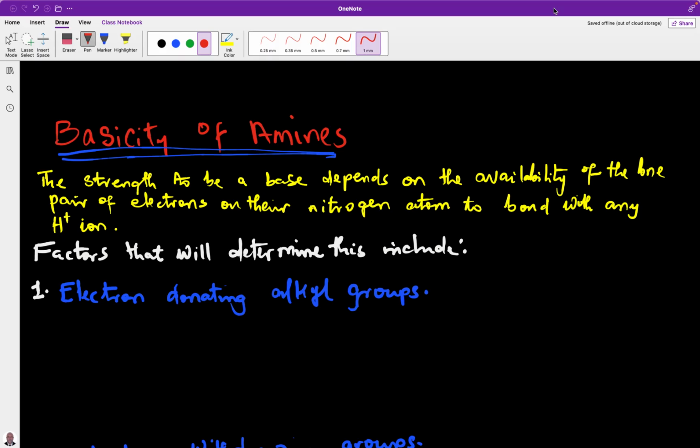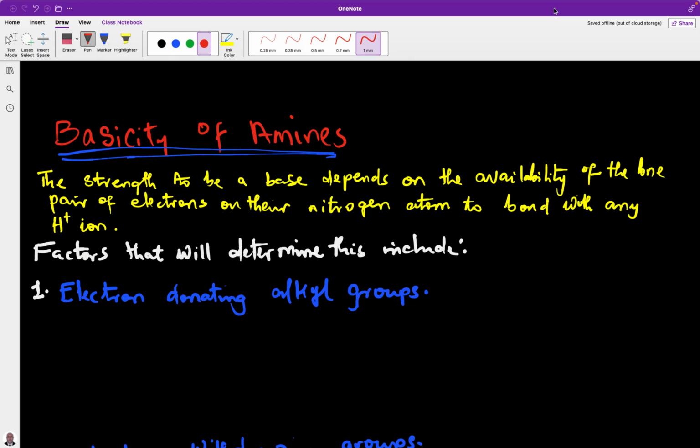If you are asked what determines the basicity of amines, the simple reason is the availability of the lone pair of electrons on the nitrogen atom to bond with a hydrogen ion. That is what determines the basicity of an amine, whether it is highly basic or less basic.